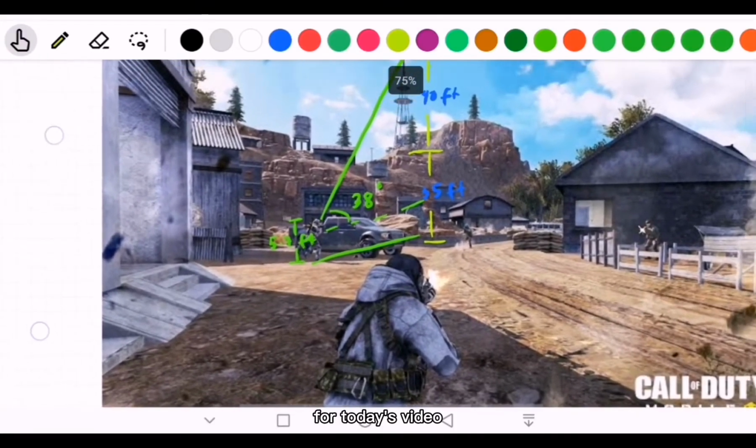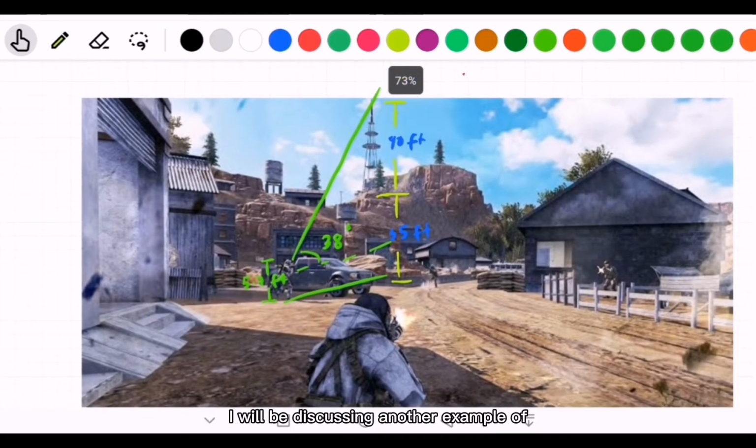For today's video, I will be discussing another example of a real-life problem involving the trigonometric ratios. So in here, we have a tower with a height of 40 feet, and it is on top of a hill that is 35 feet tall.